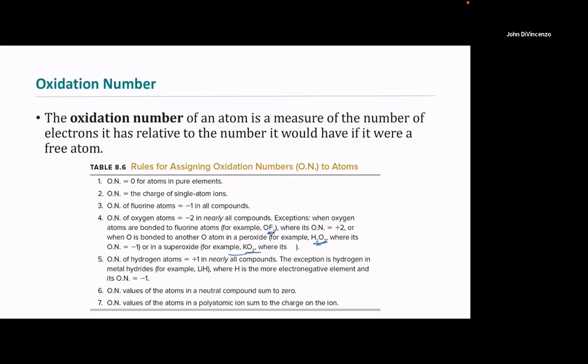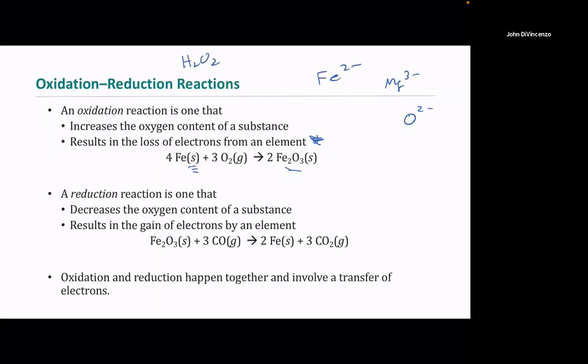So that means if the oxygen is -2, what's the charge on iron here? Plus what? +2, +3, right? How are we getting that? How are they getting this +3?